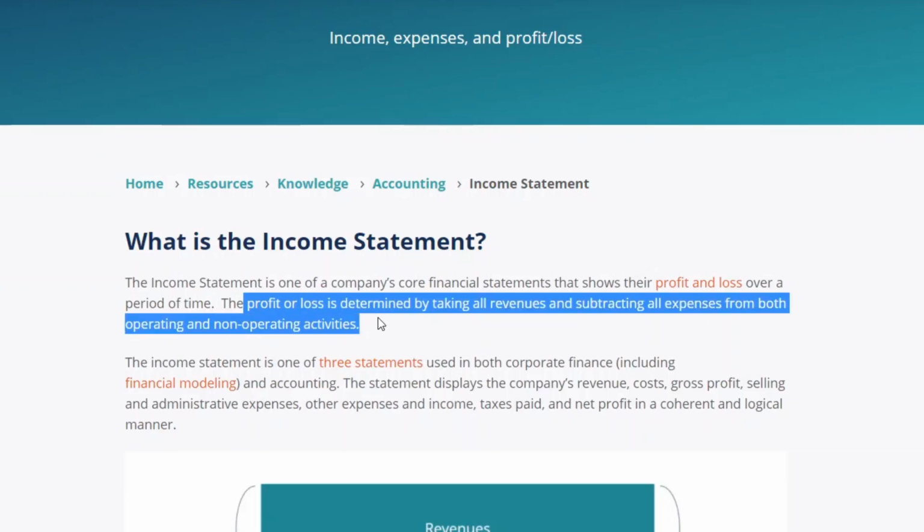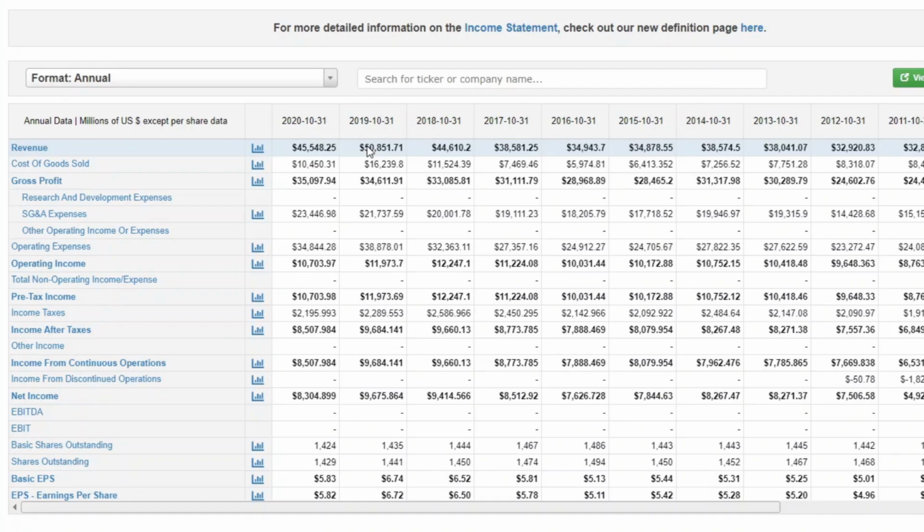It is the profit or loss of the company, determined by taking all revenues and subtracting all expenses from both operating and non-operating activity. There are 3 major categories that you have to look at. First is the revenue, which is also known as the top line, and then the net income, which is the bottom line. The revenue is the income that the company generates, and all the expenses of the company are deducted from the revenue, such as the cost of goods sold and the operating expenses. All of these expenses are deducted from the revenue, and therefore you come up with the net income.